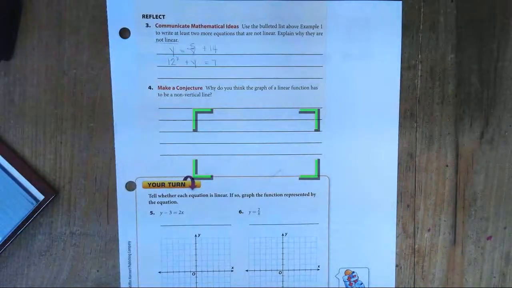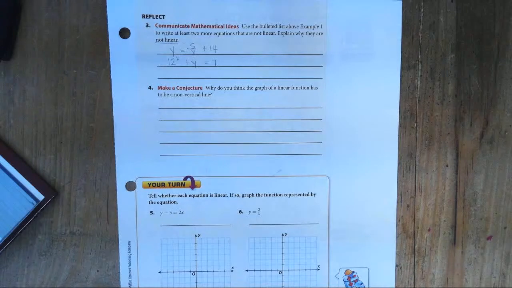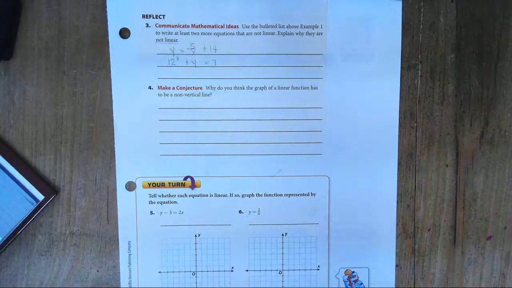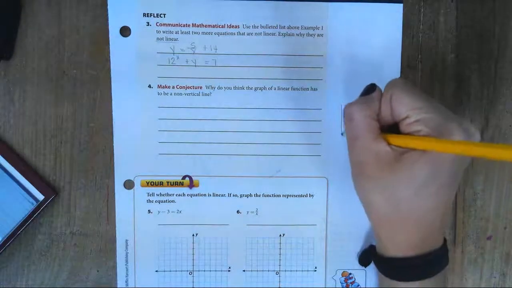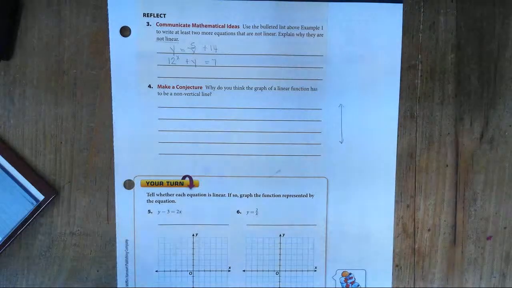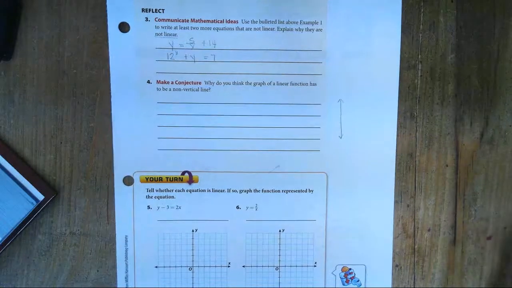Now your last one is to make a conjecture. It says here, what do you think the graph of a linear function has to be, a non-vertical line? So why do you think that it cannot be vertical? So think about that for a second. Now remember that we said for it to be a function, you cannot have any x values being repeated. So if that's true, a vertical line, which would be going straight up and down, would have x values being repeated. And so because of that, you will have repeated x values, making it to be not a function.